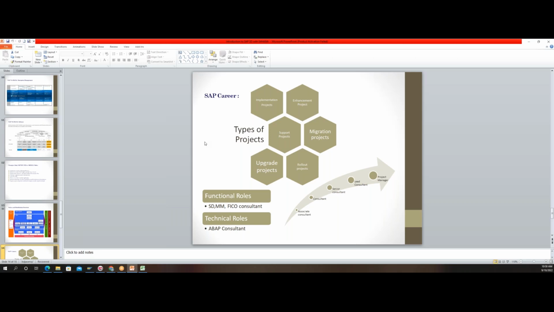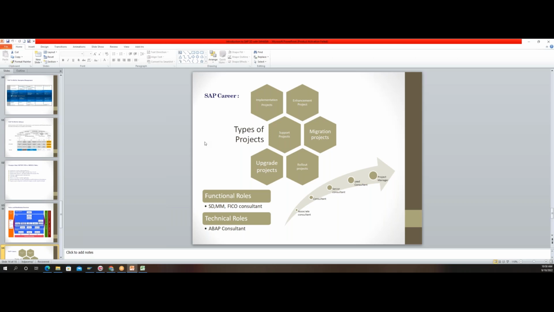There are two roles in SAP ideally. One is a functional role and the other one is a technical role. The technical role is more of someone who writes the code and manages administration work. Functional roles are module owners or module-related people. We call them functional consultants, SD functional consultant, FICO. So these are the roles we get.